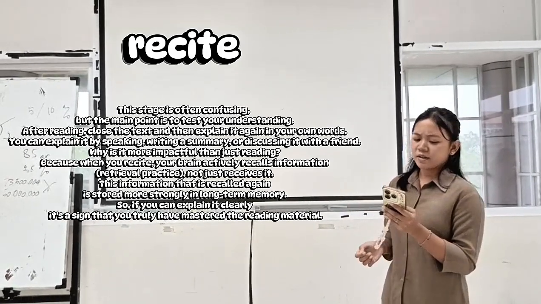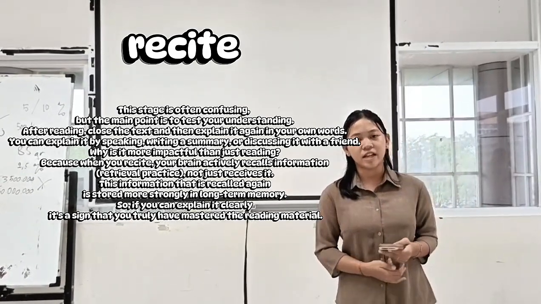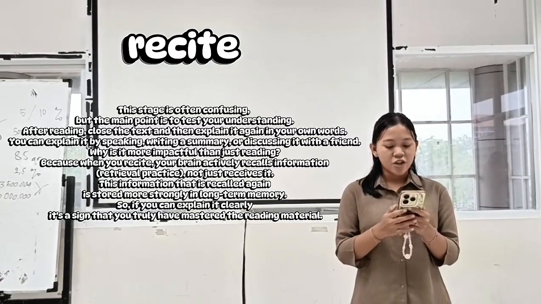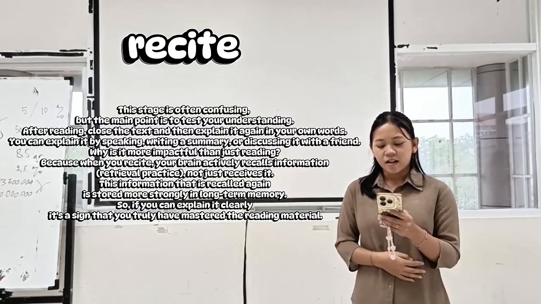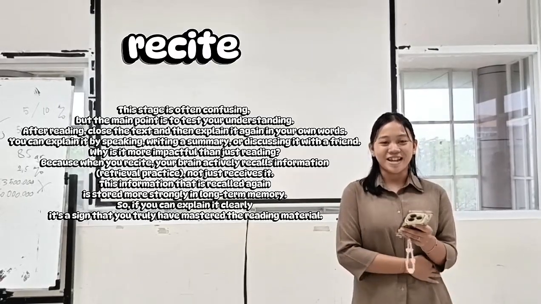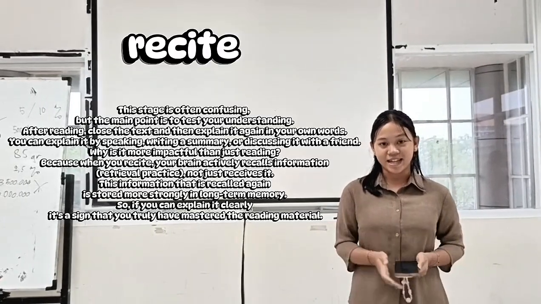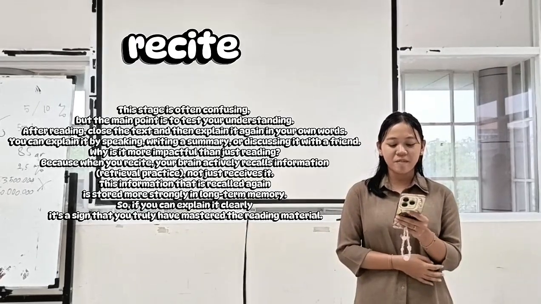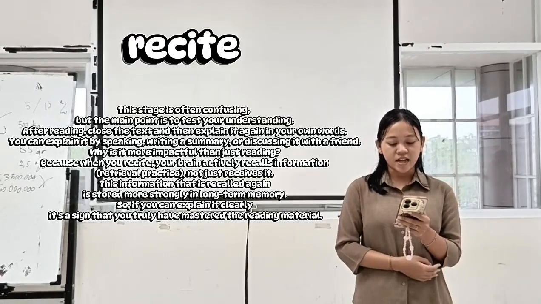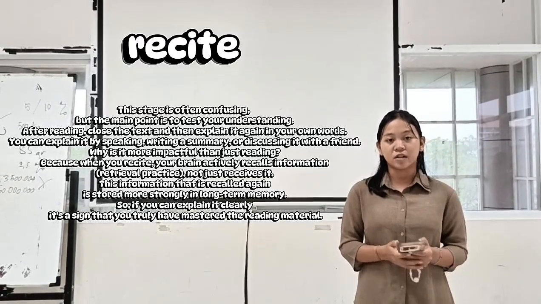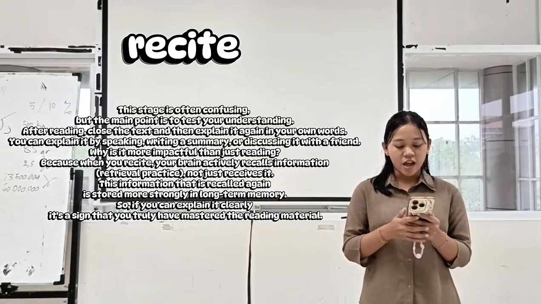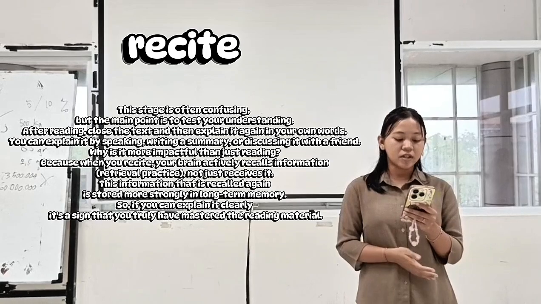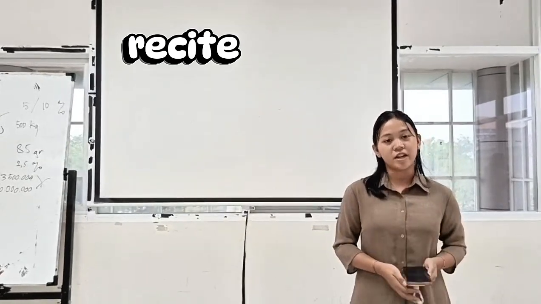Now, why is it more impactful than just reading a text? Because when you recite, your brain actively recalls information, which is retrieval practice, not just recites it. This information that is recalled again is stored more strongly in long-term memory. So, if you can explain it clearly, it's a sign that you truly have mastered the reading material.